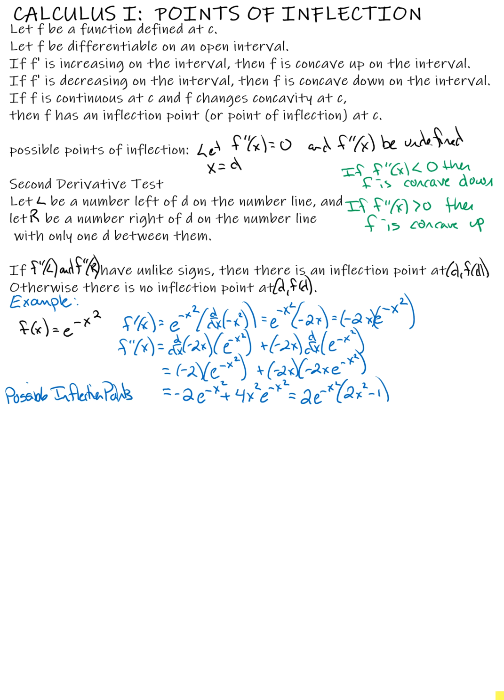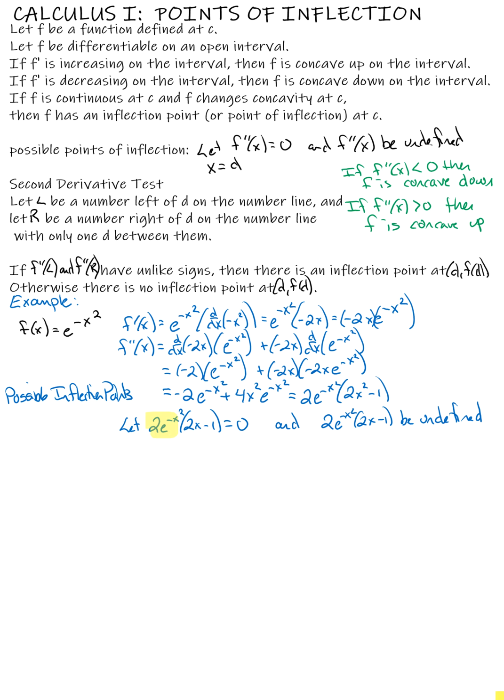In order to find those possible inflection points, we will set this thing here, the second derivative, equal to 0, and we'll also have to take a look at the situation where this is undefined. Okay, well, let's start with the 0 one first.